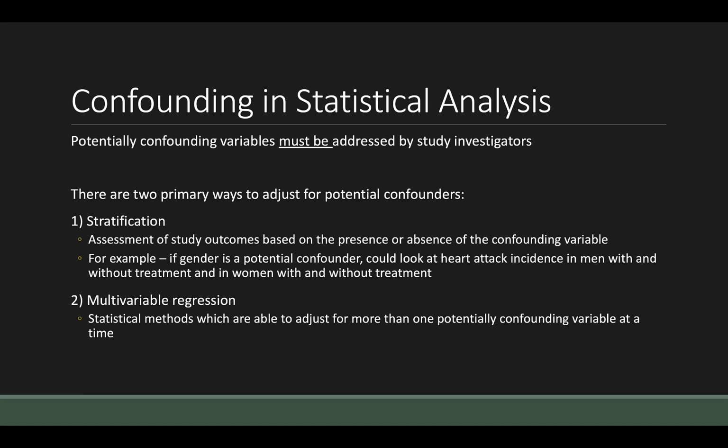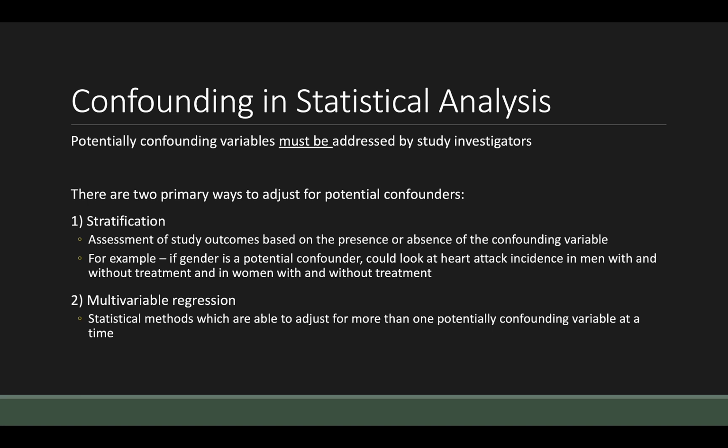For example, if we think that gender was different between the two groups, so it could be a potential confounder, then we could look at heart attack incidence in men with and without treatment and in women with and without treatment. So we take that variable and split it and then look at the study within those two smaller groups.